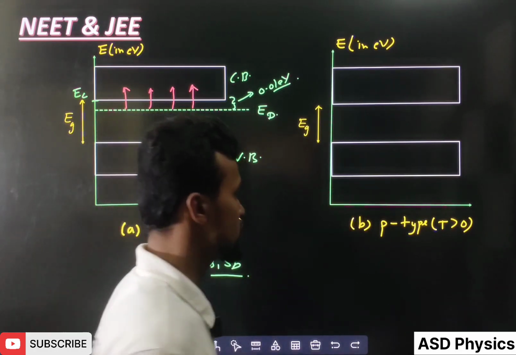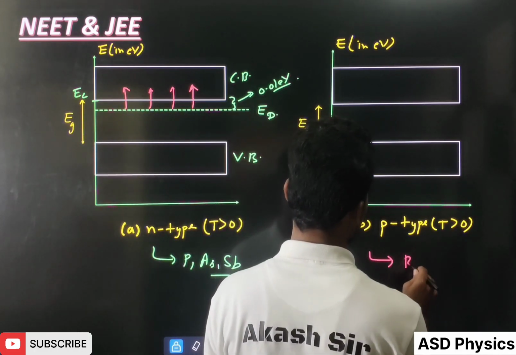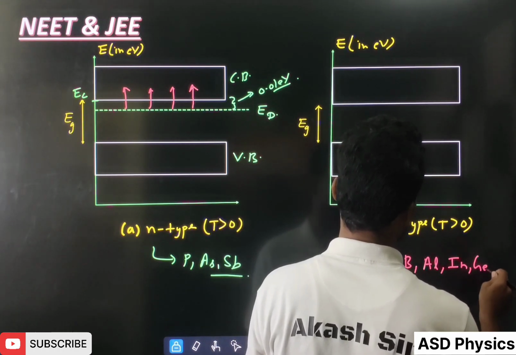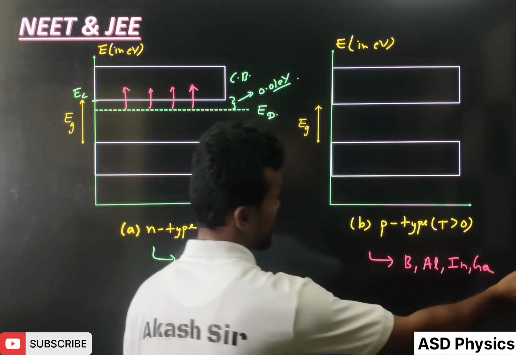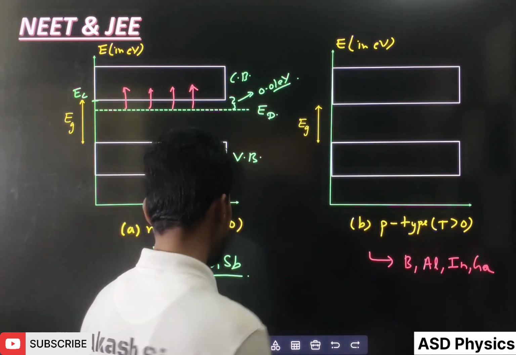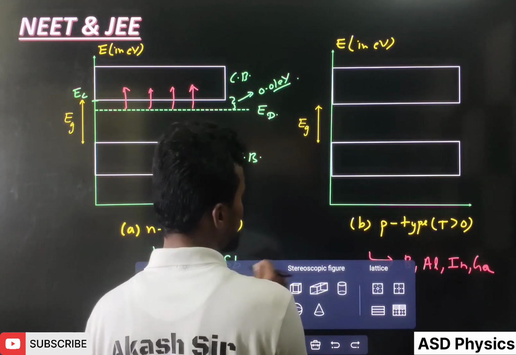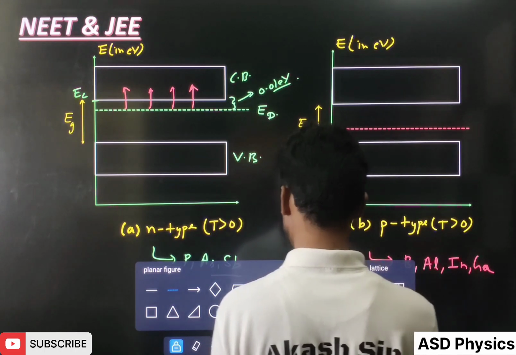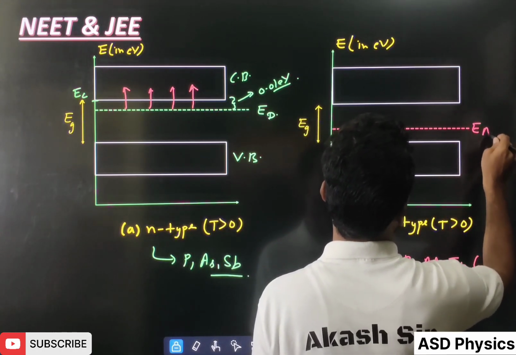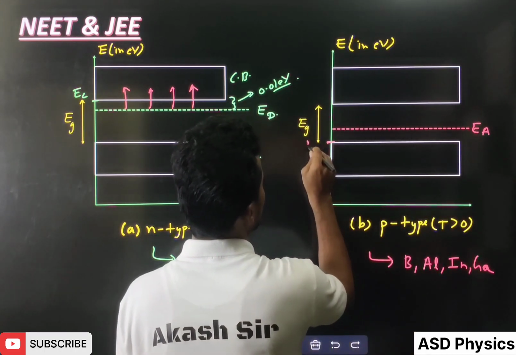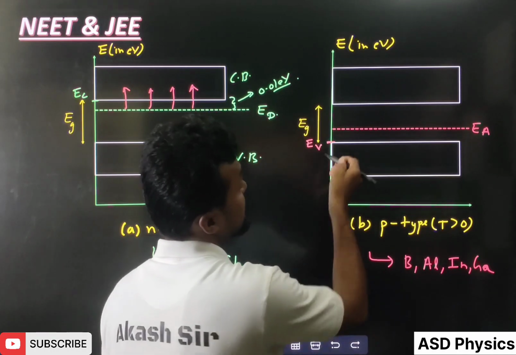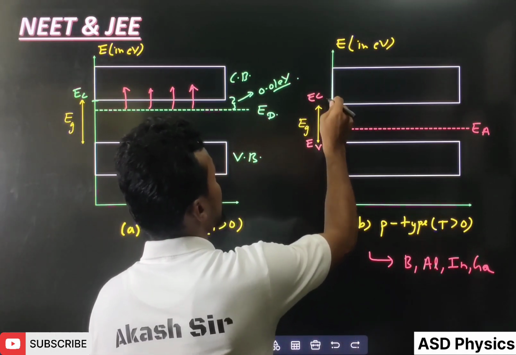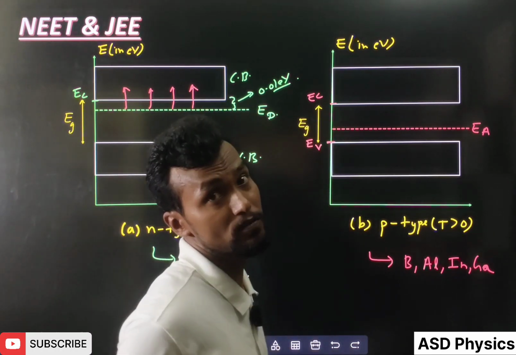Similarly, for extra information, if a p-type semiconductor is there, I have told you boron, aluminum, indium, and one more, gallium. These four can produce p-type semiconductor doping. When we dope with these, one energy level is created here. This is called the acceptor energy level. Here this is the lowest energy level of the conduction band, and this is the highest energy level of the valence band.